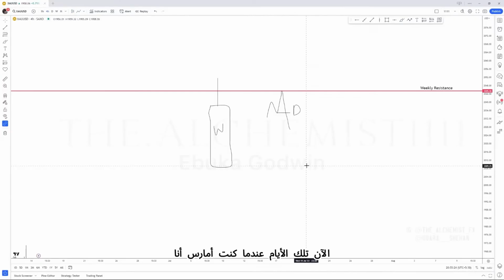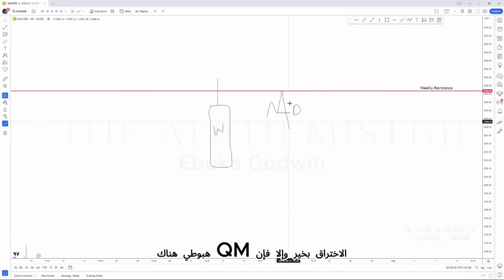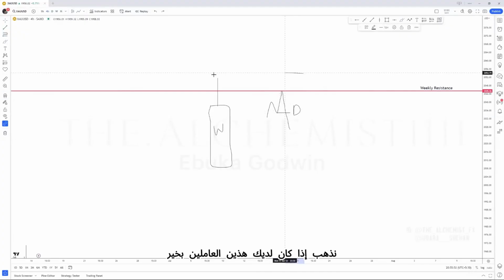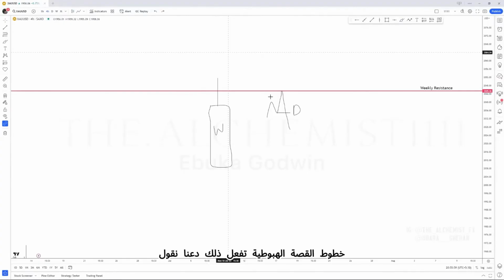Now, in those days when I was practicing, I thought daily or even H4 is fine. It worked, but not as accurately as this. So for weekly storylines, I even considered H4 breakouts, but I don't think it's that high probability. That is why right now I only consider daily breakouts. So weekly has to close below the weekly resistance, and then daily has to give you a bearish breakout, or else a bearish QM. If you have these two factors, the bearish storyline starts.